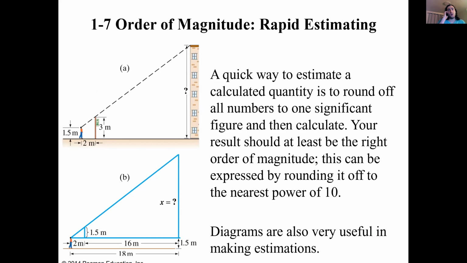Order of magnitude and rapid estimation. Okay, here we have a little scenario where we're looking at the top of a building and we're trying to figure out, well, how tall is that building, right? It's a 5-story building, but not all 5-story buildings are created equal, right? Okay, there's a little signpost here for the bus, and we know that's about 3 meters.